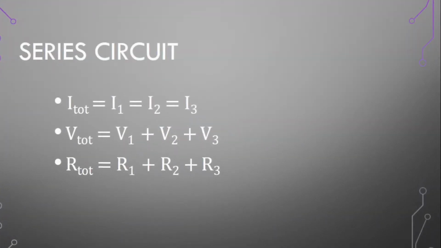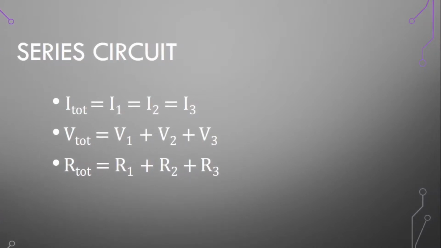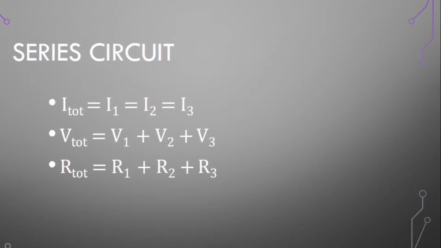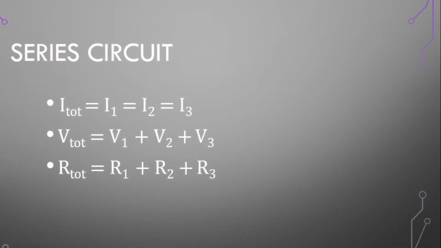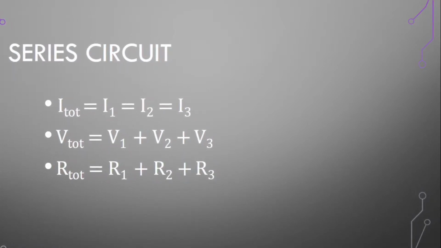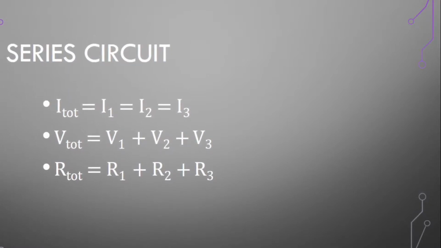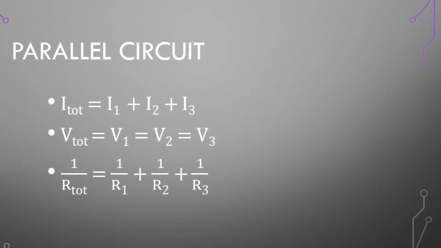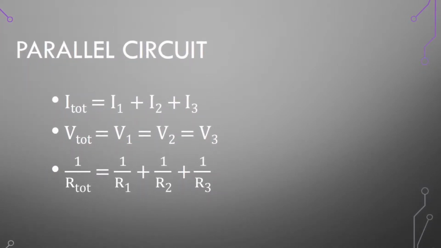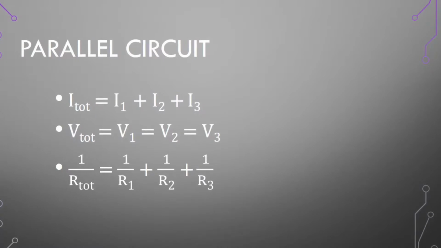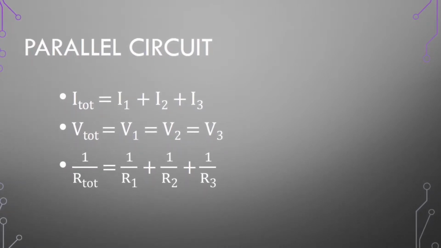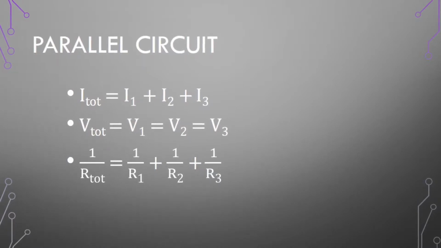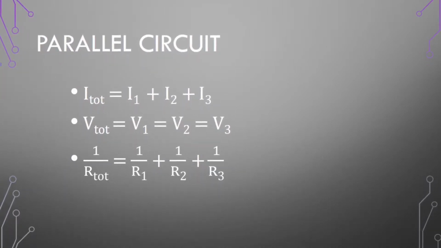The next equations you will use are for series: I tot equals I1 equals I2 equals I3, V tot equals V1 plus V2 plus V3, and R tot equals R1 plus R2 plus R3. For parallel circuits, these equations are I tot equals I1 plus I2 plus I3, V tot equals V1 equals V2 equals V3, and 1 over R tot equals 1 over R1 plus 1 over R2 plus 1 over R3.